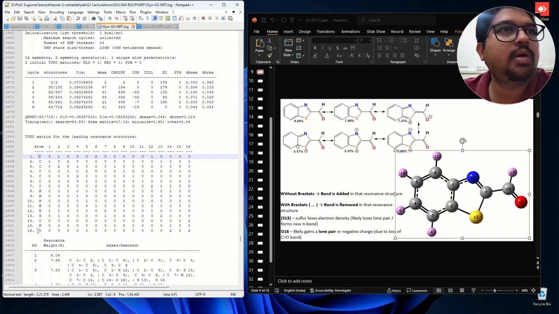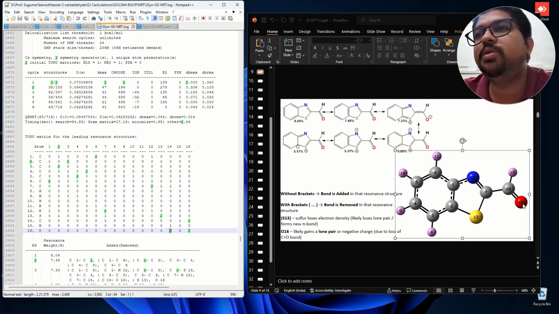I'll just go to this oxygen here. This is atom number 16, this red color oxygen. This oxygen is directly connected to atom number 14 with a double bond. Since atom number 16 is connected to 14, there has to be a double bond in this leading structure. You can see it's there, right? Again, the value given for that pair is 2, meaning there is a double bond.